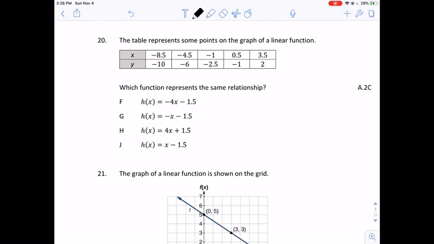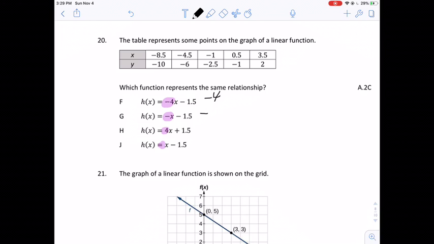So problem number 20, the table represents some points on the graph of a linear function. Which function represents the same relationship? I'm just going to point something out here. I want you to look at the slopes. All the slopes for all of these different equations are different. I notice that the slope here is going to be -4.